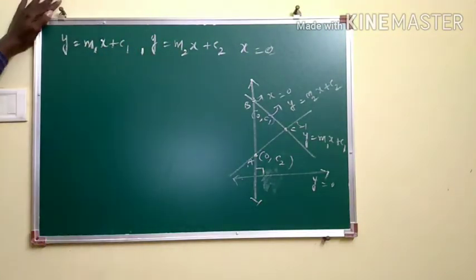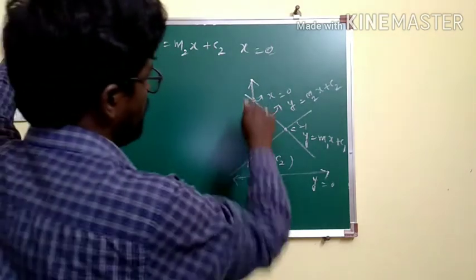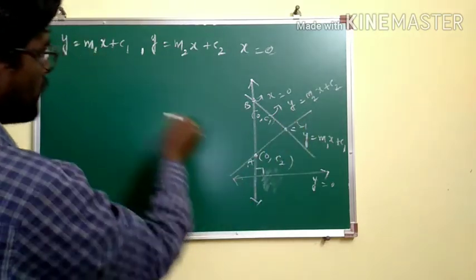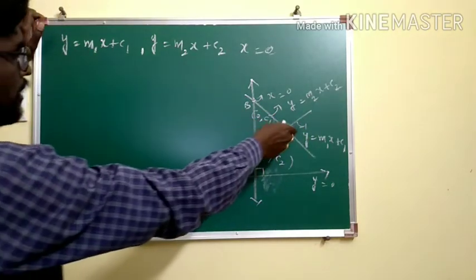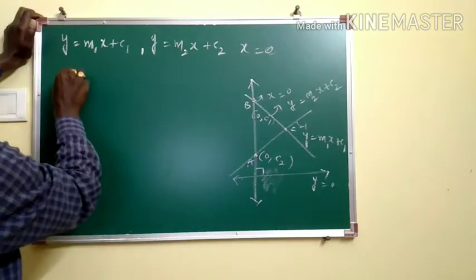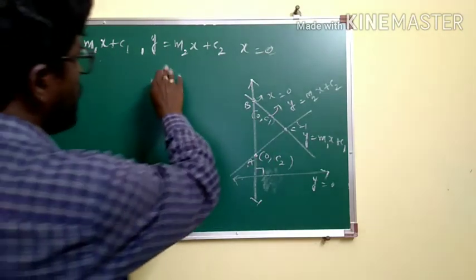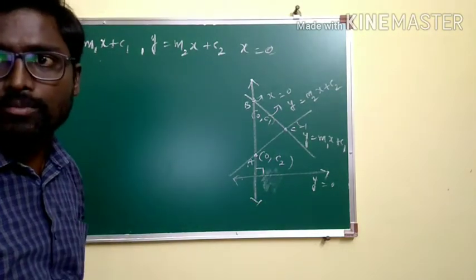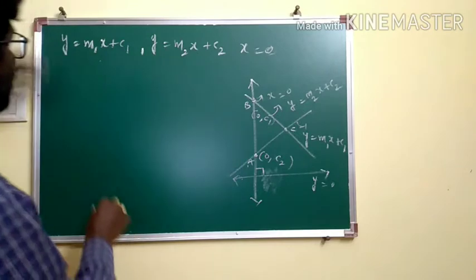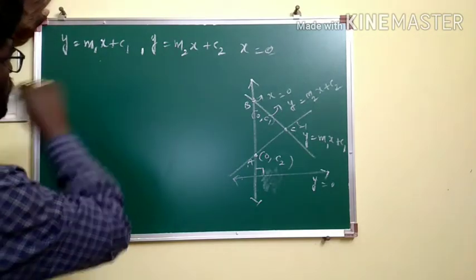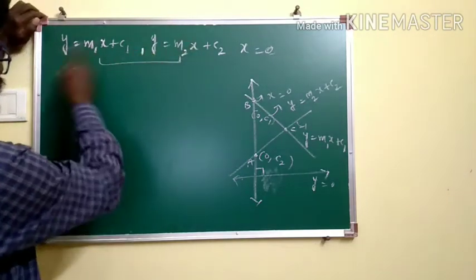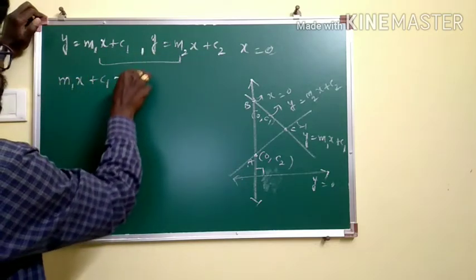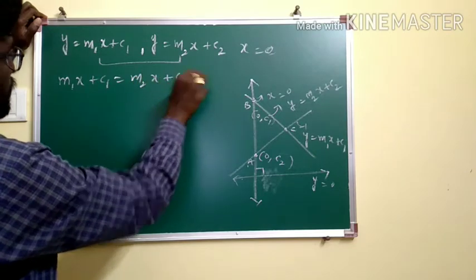0 comma c1 and 0 comma c2 are the coordinates of A and B. Now, on solving these two lines, I will get the coordinates of C. One is y equal to m1x plus c1 and another is y equal to m2x plus c2. These are the lines mentioned in the problem. I am just going to equate these two since both are equal to y. So I will get m1x plus c1 is equal to m2x plus c2.